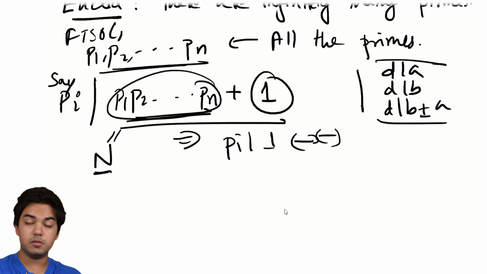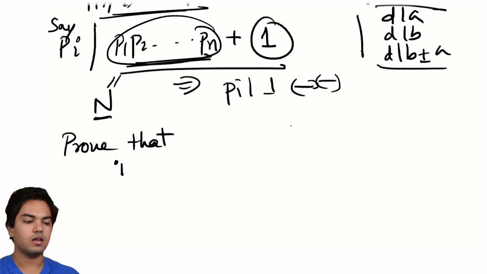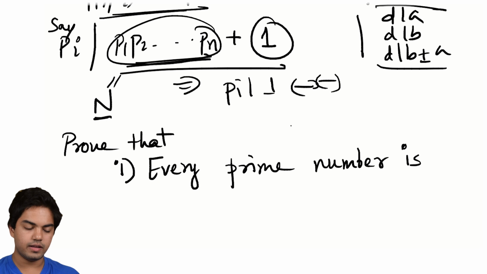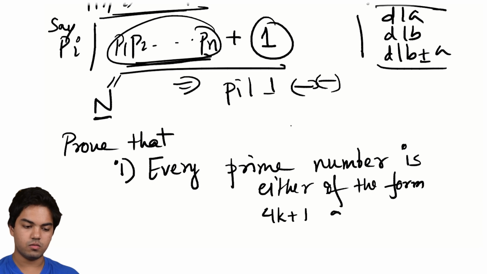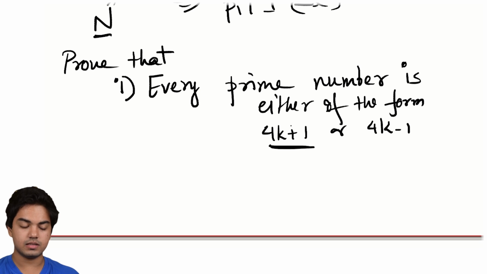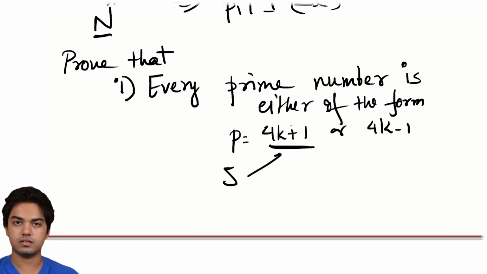A homework that I'm assigning to you guys at this point is the following. Prove that, well, part 1, every prime number is either of the form 4k plus 1 or of the form 4k minus 1. By which I mean, it can be written in this form. Every prime number is either 4 times some natural number plus 1 or 4 times some other natural number minus 1. 5, for example, is in this category.